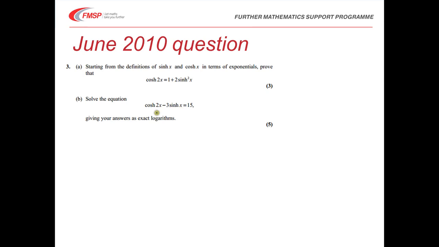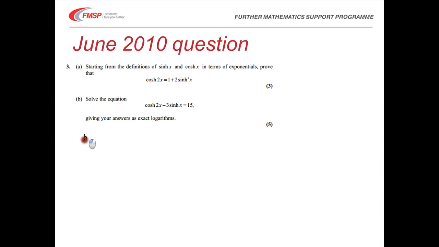So this involves cosh 2x, sin x, and 15. We now have a way of replacing cosh 2x with an expression involving sine x, and so we may as well do that because that will give us a quadratic in sine x. So let's just have a look at that.